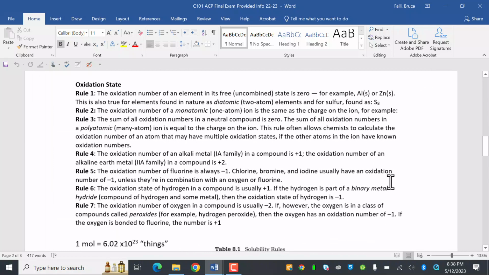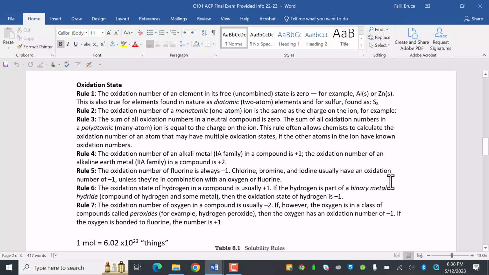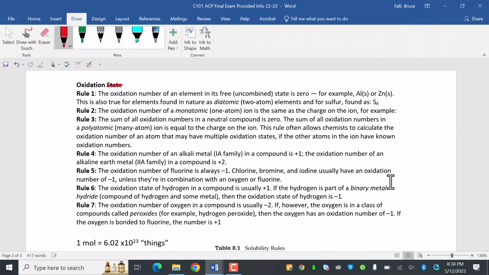Oxidation state. So, how you can tell oxidation numbers of these things. Instead of oxidation state, everybody calls them oxidation numbers. I know I do. So the oxidation number of an element in its free and combined state is zero, the zero rule. The oxidation number of monatomic, one atom, is the same as the charge on the ion. Rule 2 says use the periodic table. Rule 3, the sum of all oxidation numbers in a neutral compound is zero. The sum of a polyatomic ion is equal to the charge of the ion. So ions add up.